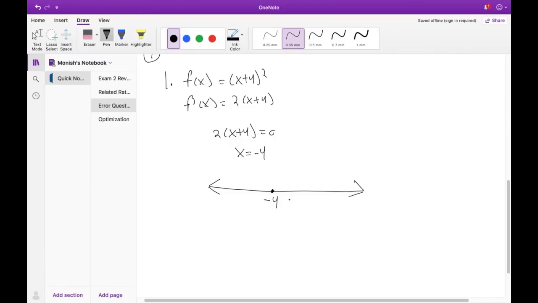And then you're going to plug in points after and before negative 4 to see what their sign would be based off of your derivative equation. So if I plug in, for example, 0, I'll get 2 times (0 plus 4), which is 8, so that's a positive value. If I plug in something before negative 4, I'll get like 2 times (negative 5 plus 4), which is negative 2, so that's a negative value.